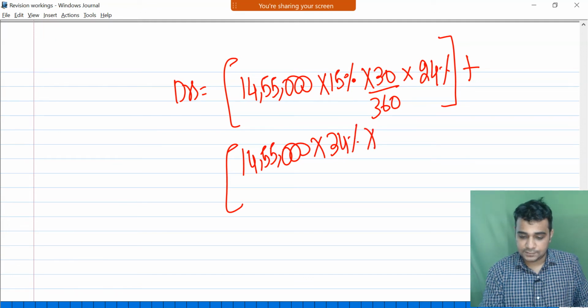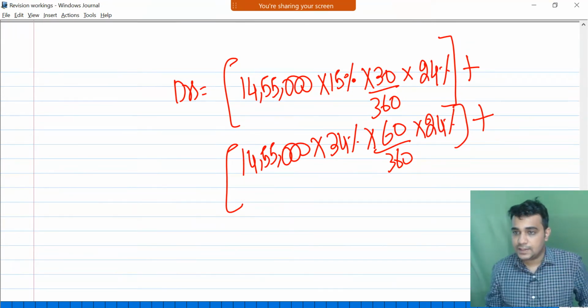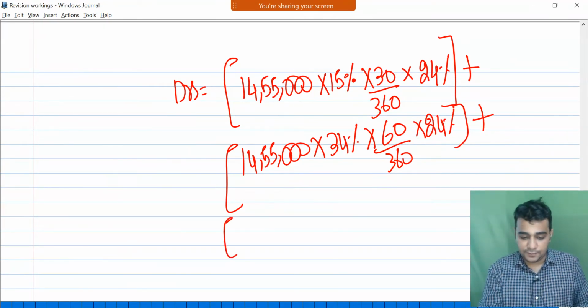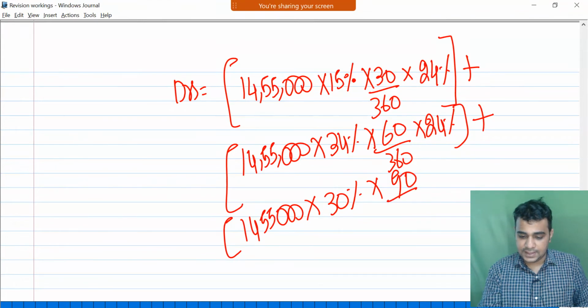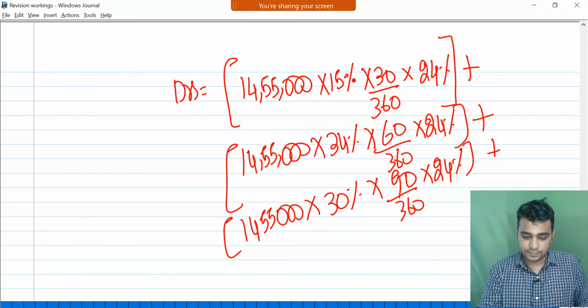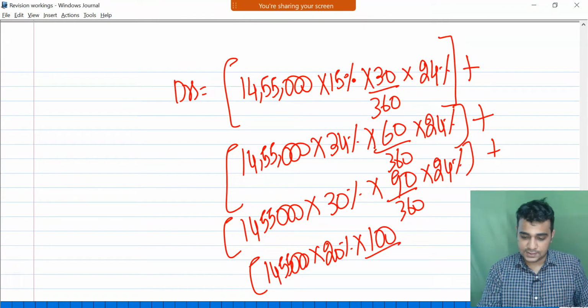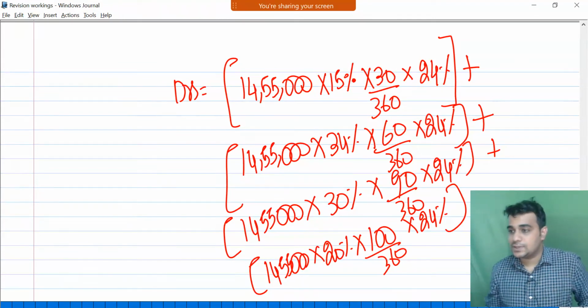34%. How many days? 60 days into 24%. So this is another expense for me. Third segment, 14 lakh 55 into what percentage? 30%, 90 days, 24. Fourth segment, 20%, 100 days. This is my interest cost.